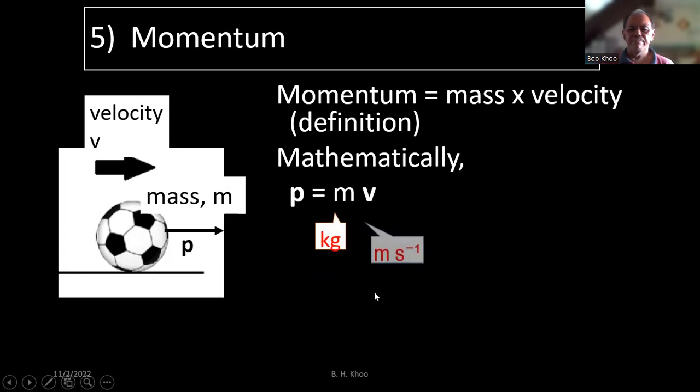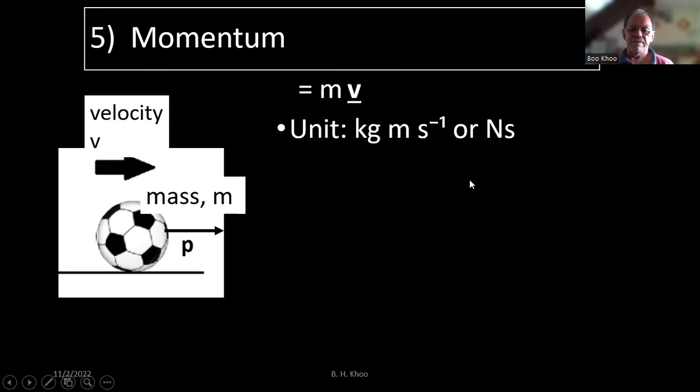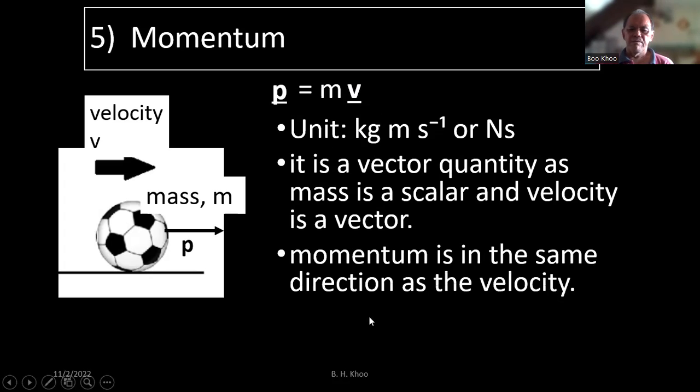Mass is in kilogram, velocity is meter per second. So the unit of momentum is kilogram meter per second, or Newton second. It's a vector quantity. Mass is a scalar, velocity is a vector, so momentum is a vector. The direction of momentum is the same as the direction of velocity. So the velocity determines the direction of momentum.